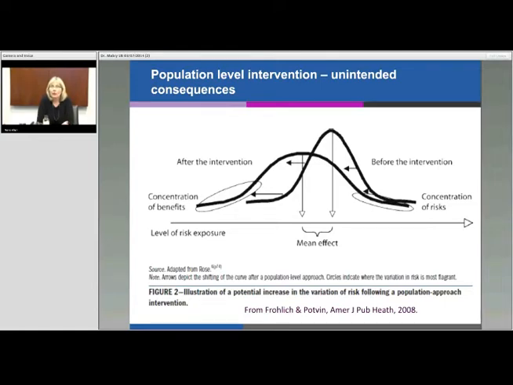The problem with this is that you may have actually accomplished this improvement in the mean by helping the people who didn't need the help. If you move the upper end of the distribution, the people who are most well off, the far left there, concentration of benefits, if you help them and move them over, of course you're going to move the whole distribution over, the mean, but you're going to leave behind those people who are the most disadvantaged. And so they talk about this paper being a real danger of leaving people behind when you try to intervene at the population level, unless you're sensitive and careful.